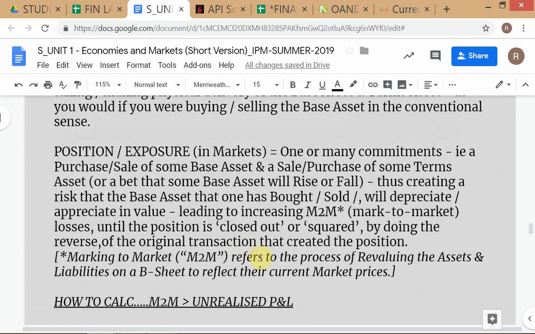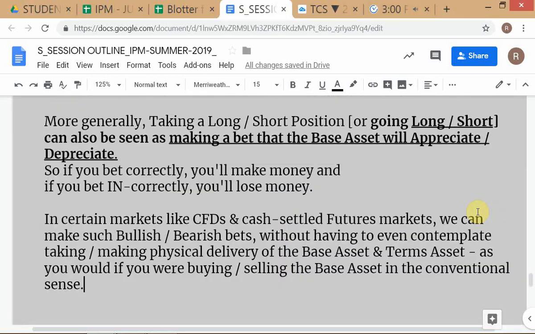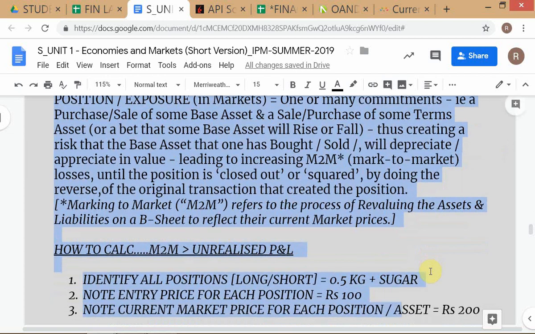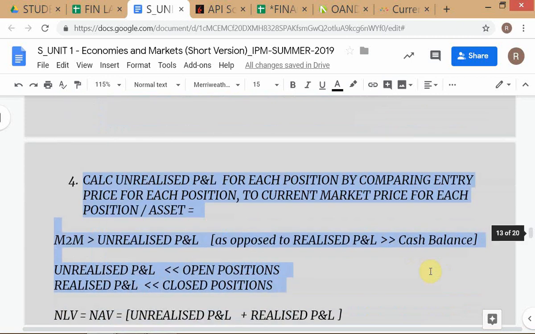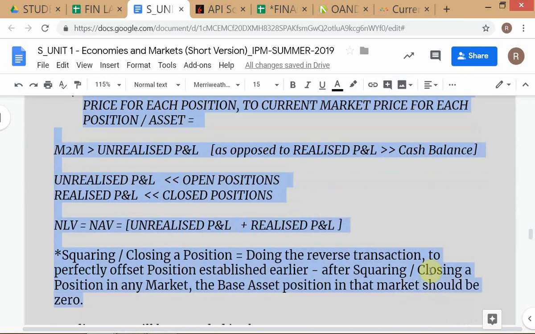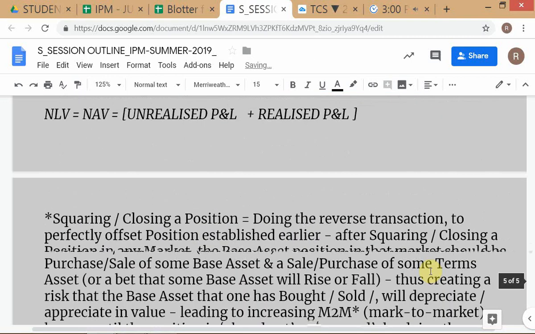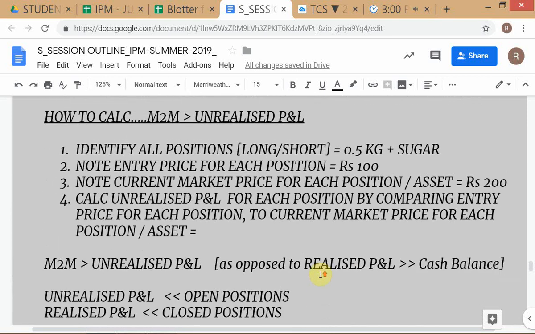Okay, now there's this concept. Have you guys heard of M2M? M2M means mark to market, which is nothing basically. Just understand it. Alright, so we'll just quickly cover this concept of M2M.